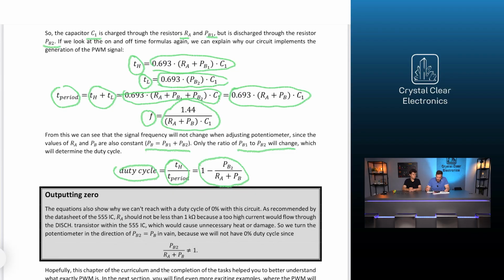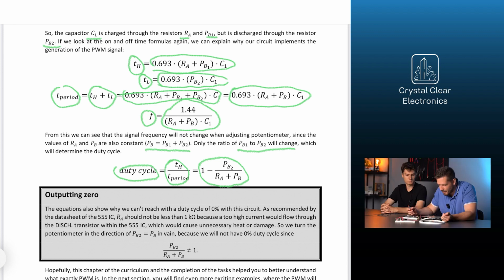The equations also show why we can't reach a duty cycle of 0% with this circuit. As recommended by the datasheet of the 555 IC, RA should not be less than 1 kΩ because a too high current would flow through the IC. This would cause unnecessary heat or damage. So we turn the potentiometer in the direction of PB2 equals PB in vain because we will not have 0% duty cycle. You can also see on the figure that PB divided by (RA plus PB) can't be equal to 1.